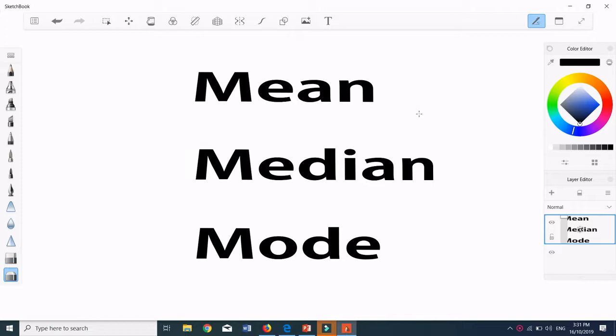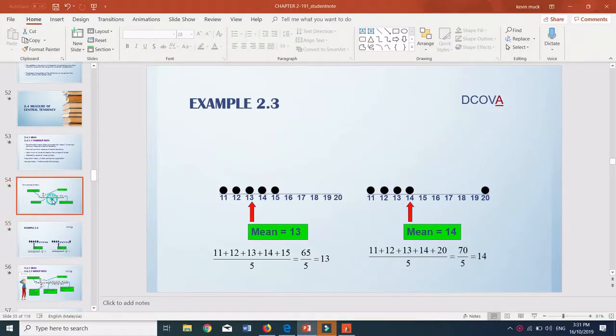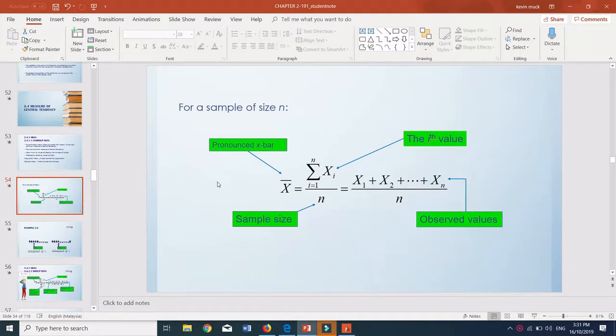So on today's topic, we will talk about mean, median, and mode for grouped data and also for ungrouped data. So let's move to the PowerPoint. So this is for ungrouped data.